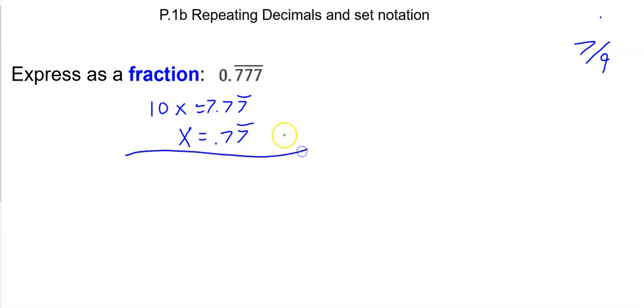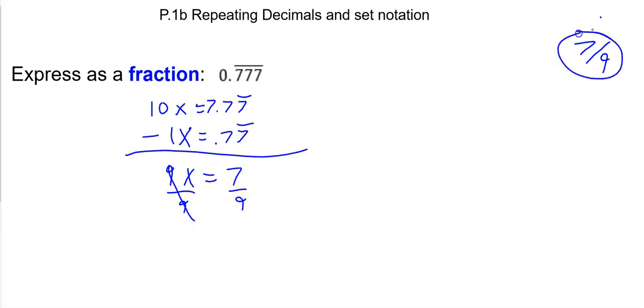And so now I'm going to subtract. And so what happens on the left side, you have 10x minus 1x, which is 9x. And if you see on the right side, the 7's cancel out there, the decimal points do. And so you're just left with 7. Well, that's pretty nice, because now to solve, you just divide, and you get x equals 7/9, which is the answer we initially said.